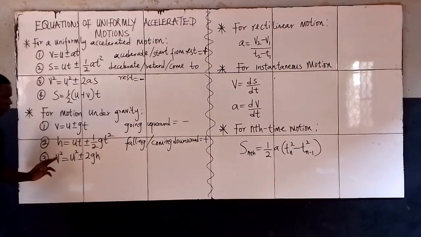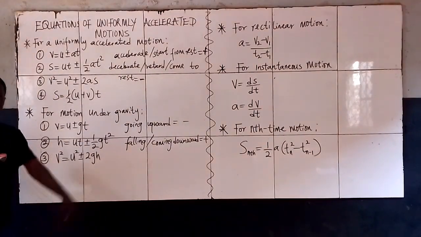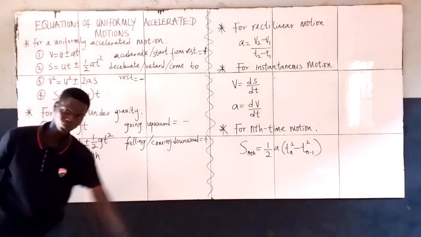So the next formula is height, because we are moving vertically. So we don't say x. X is for distance.